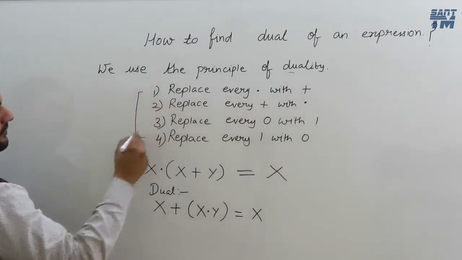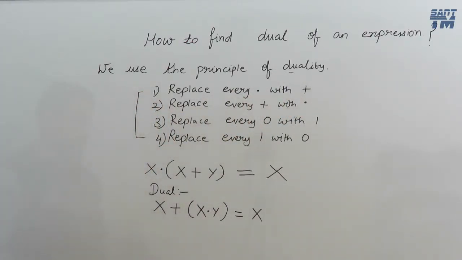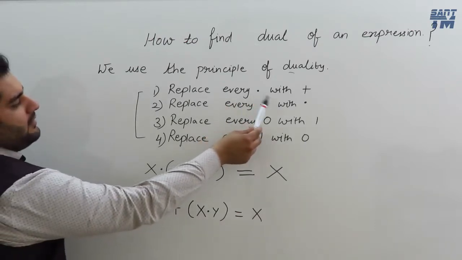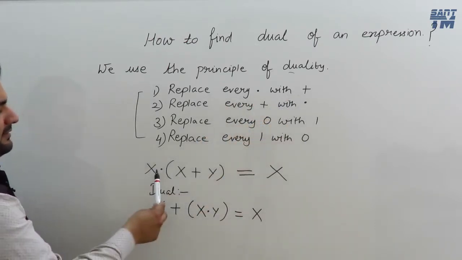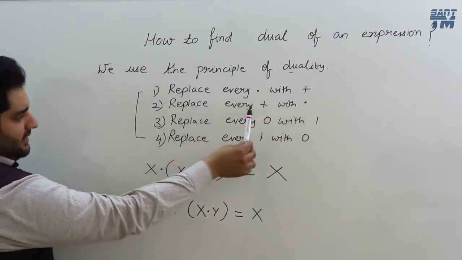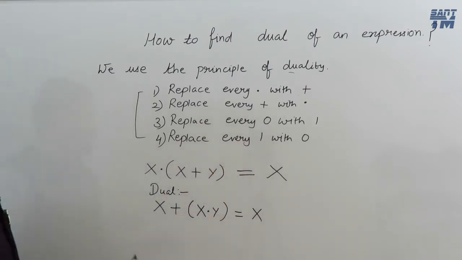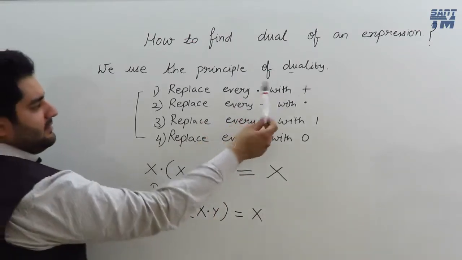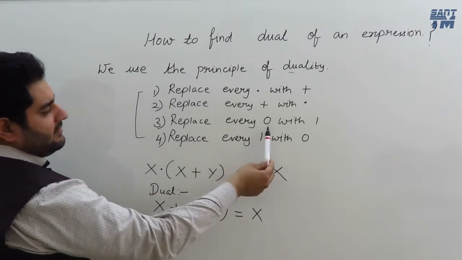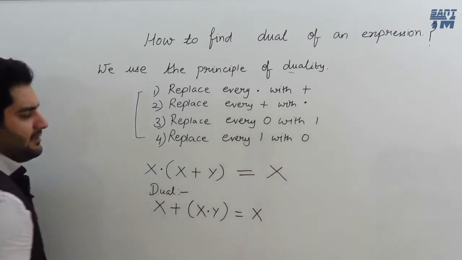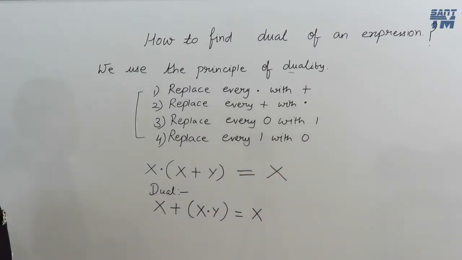It covers 4 points. The first point states that we replace every dot with plus, replace every plus with dot, that means reverse the statement, dot with plus and plus with dot, and replace every 0 with 1 and 1 with 0, that means we have to replace every false with true and every true with false.